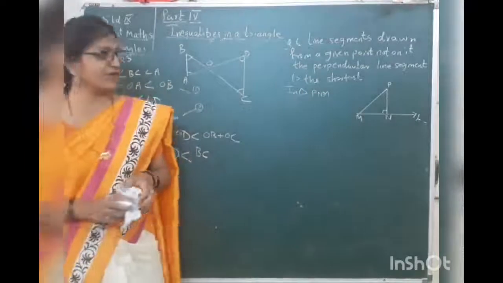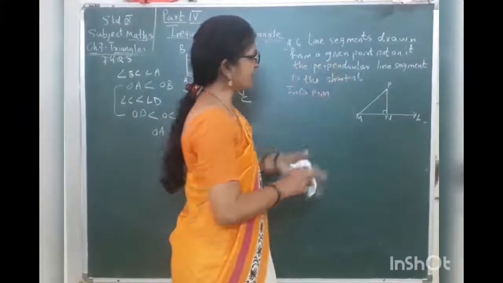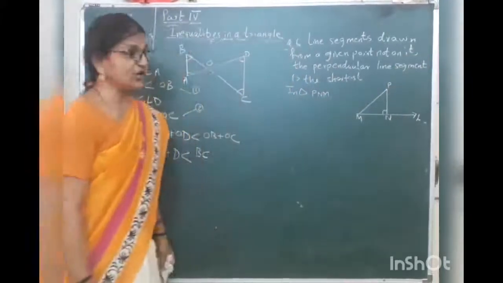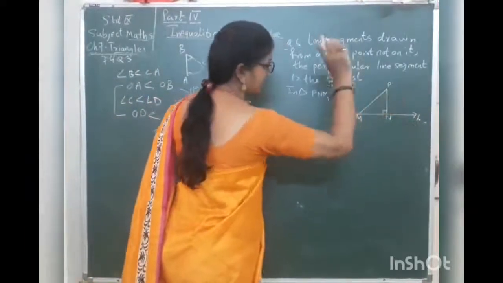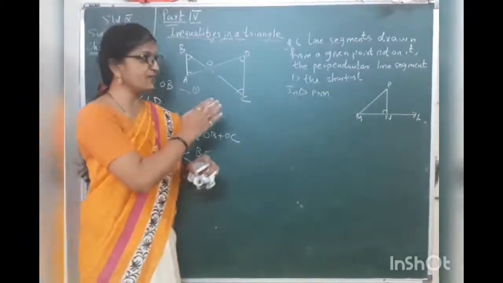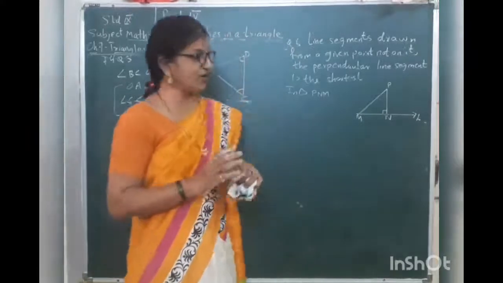Of all the line segments drawn from a given point to a line, the perpendicular line segment is the shortest. Now, what is given? Line L and point P are given. Point P is not lying on line L.